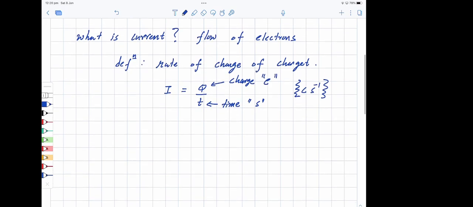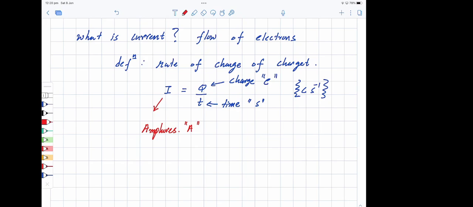So now typically, current is measured in amperes, A. If you go to the shop, you will see figures like 10 amperes, 100 amperes, 2 amperes, 3 amperes, 0.1 amperes, right? So current is measured in amperes.